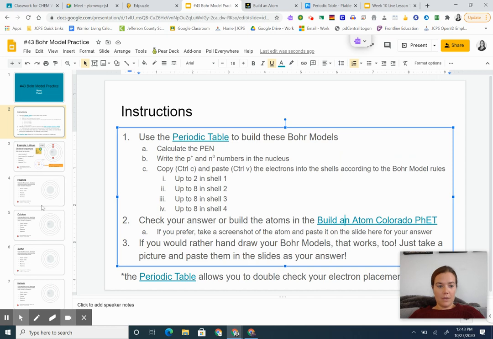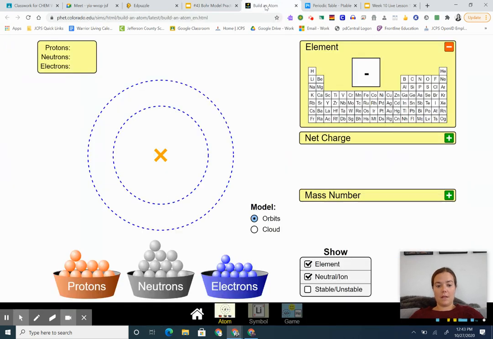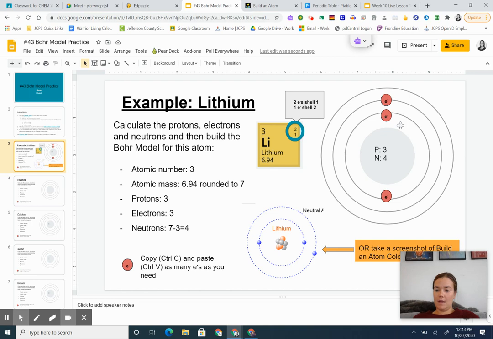So with this example here, if I calculated I need to have 3 protons, 4 neutrons, and 3 electrons, I could go 1, 2, 3, and then there's 4 neutrons, and then there are 3 electrons. And if you want to take a screenshot of that, that's fine with me too, because you built the same atom as I have right here.